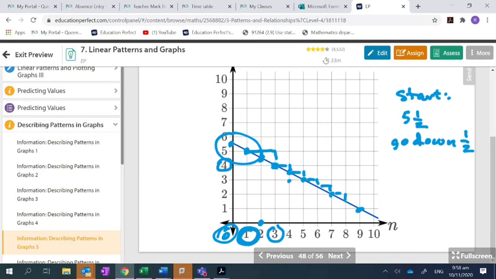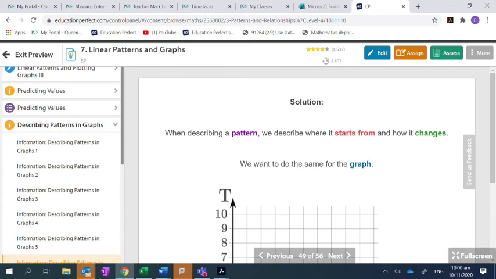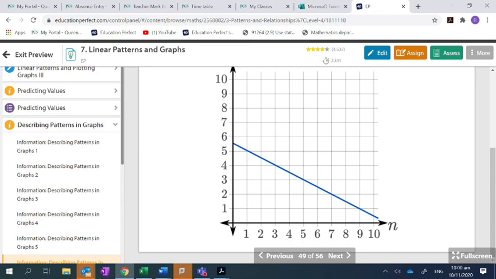Now, that can be described in different ways. If I wasn't allowed to use the fractions, then I could just use these critical points. Again, remember we've talked about where they cross on the lines. That means go over 2 and then down 1. So every other number, you would go down a whole. So let's see how they describe this one. So where it starts and where you're going.